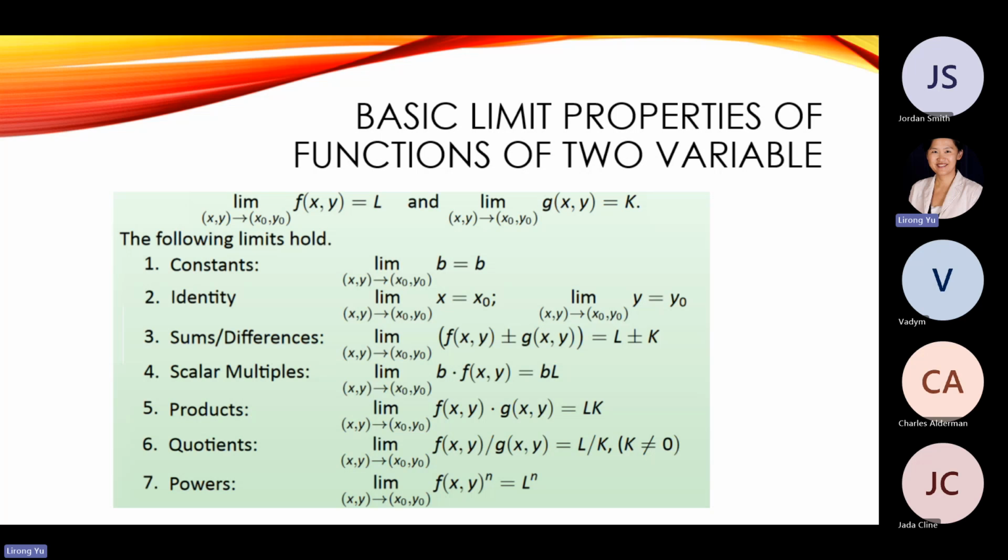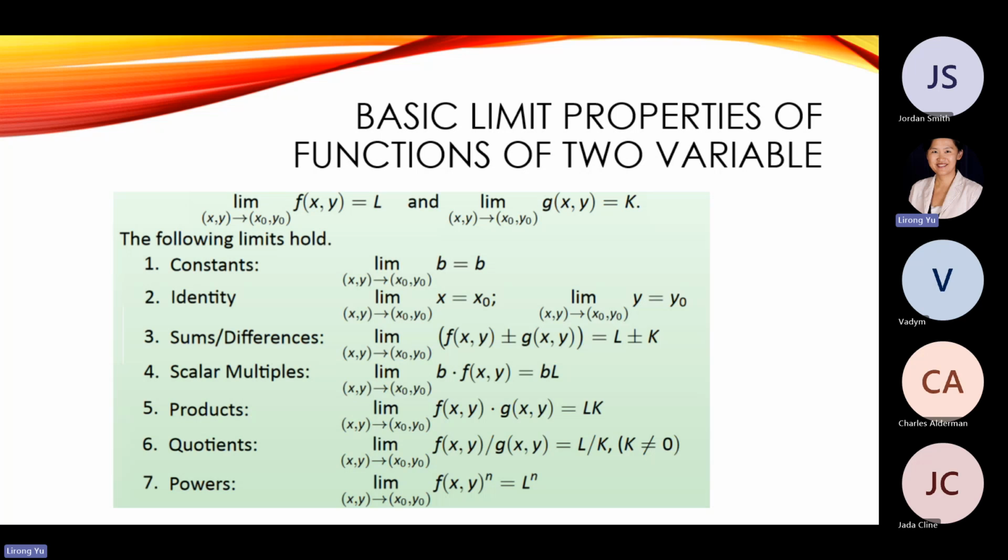Number two, the value for an individual x or y, as (x, y) approaches (x0, y0), then x is approaching x0, y is approaching y0. That's the identity function. Number three, for the summation of two functions, their limit equals the summation of the limits. So the limit values are L and K, and then L plus K will be the limit of the f function plus the g function, assuming the individual limits exist, then the summation function will also have a limit that exists.